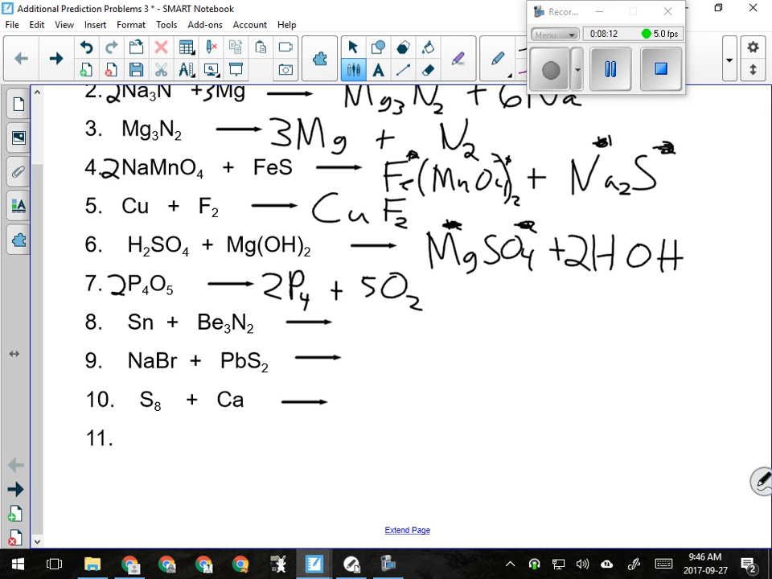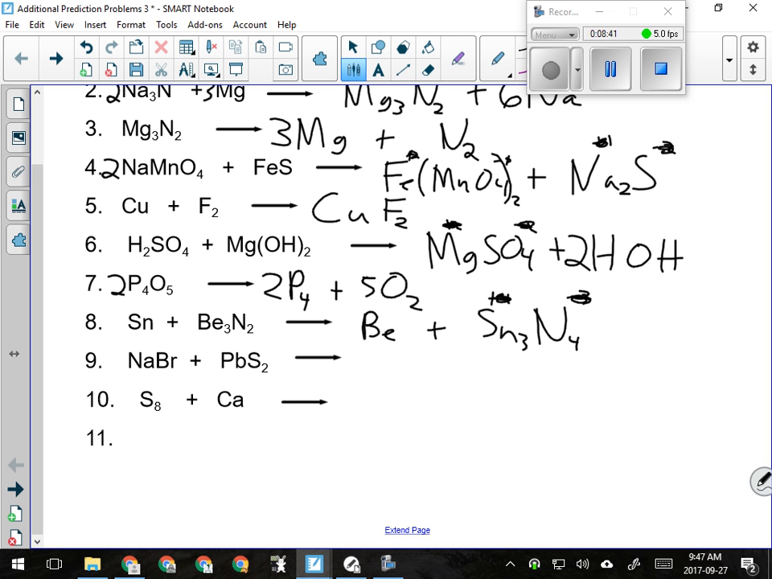All right, for number 8, I've got tin reacting with beryllium nitride. What kind of reaction is that going to be? Who does tin replace? Beryllium. So beryllium is going to end up alone, and tin is going to end up with nitride. What's the most common charge on tin? 4, right. So I've got a +4 and a -3. So we drop and swap: Sn3N4.